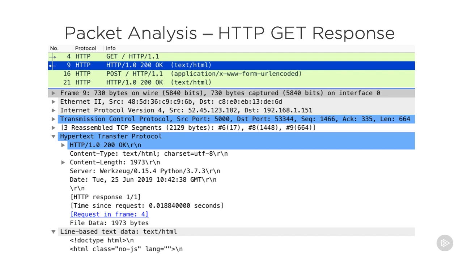Here is the server's response. We see status code 200, which means OK, and the body is carrying HTML text. Looking at the headers, the server is telling the client that it is carrying HTML text encoded using UTF-8. It also tells the client there are 1,973 bytes of data. The other headers provide additional data about the web server.